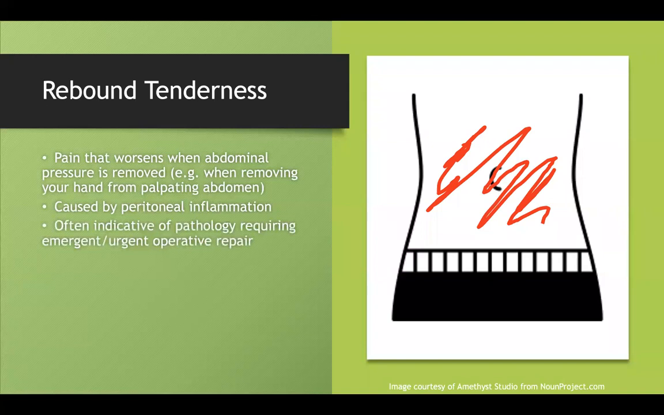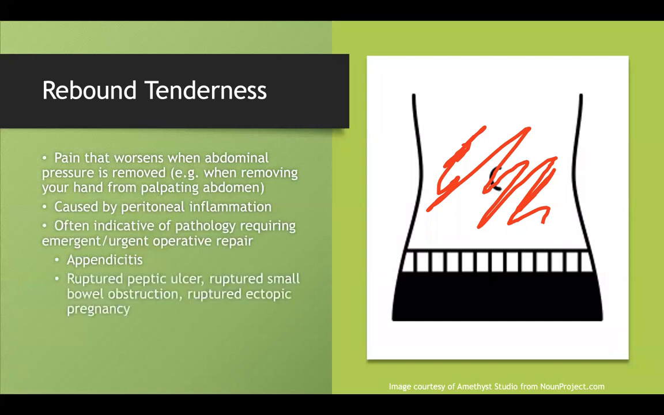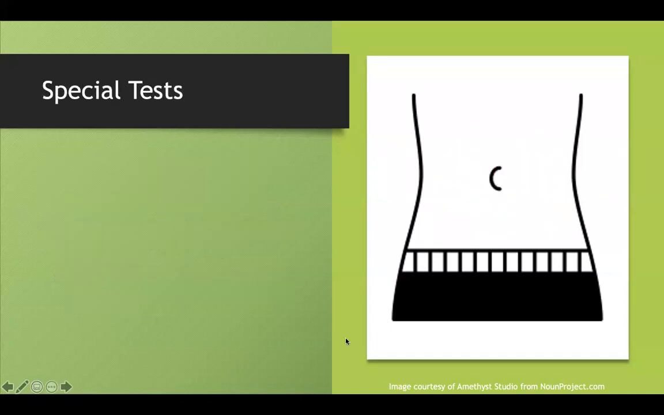And again, it's often indicative of emergent or urgent operative repair. We'll see it in appendicitis. You also see it in a few other conditions. Oftentimes, if you have anything rupture in your GI tract or GU tract, sometimes you'll have this rebound tenderness, and all of these that I've just mentioned are also surgical emergencies. The special tests that you need to know that are specific to appendicitis, we'll go through those now.